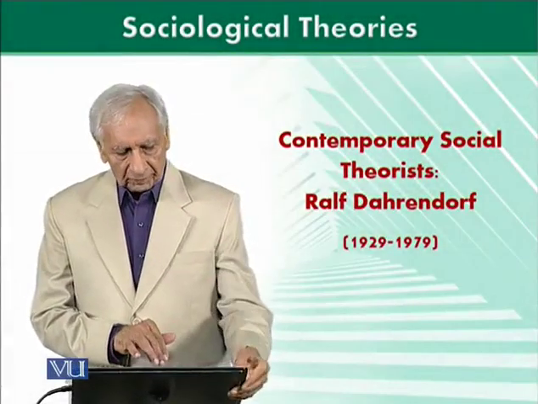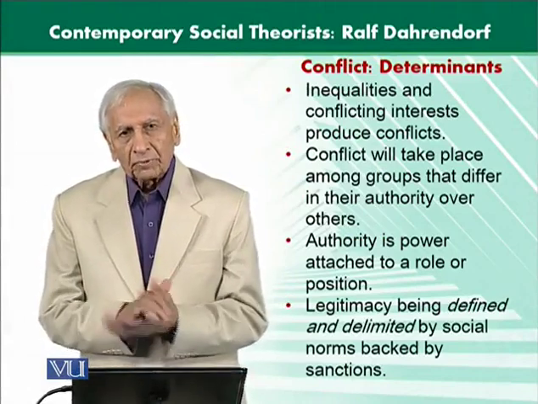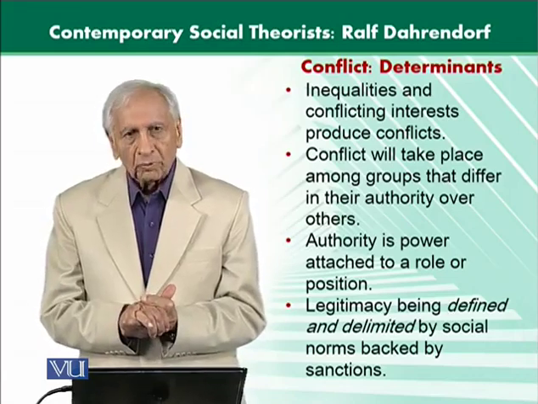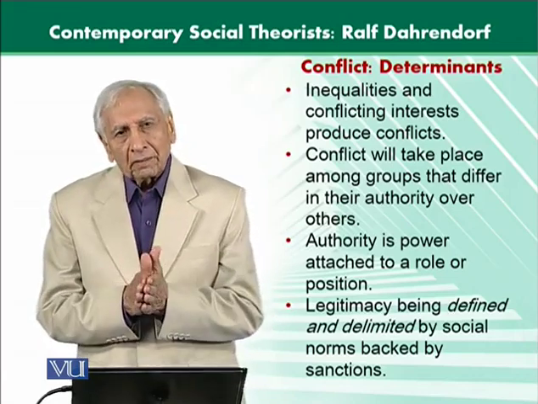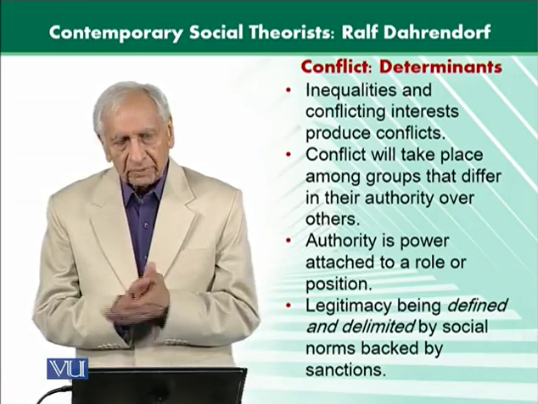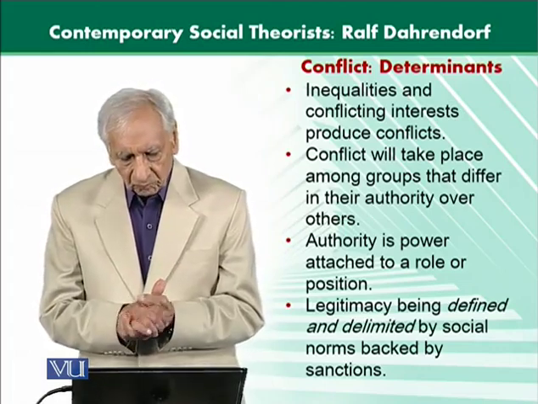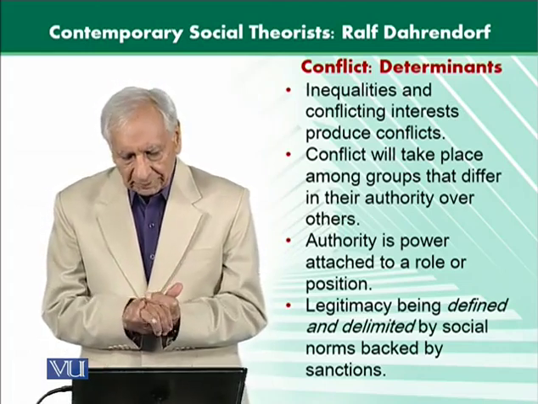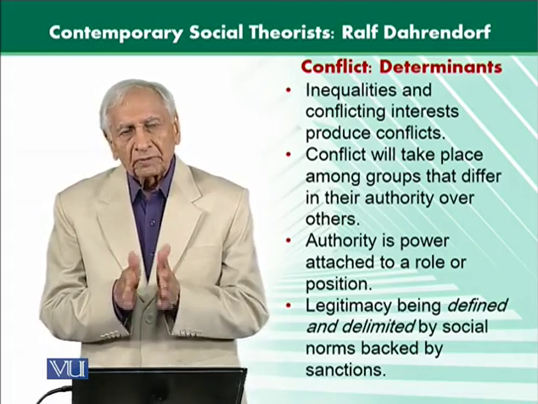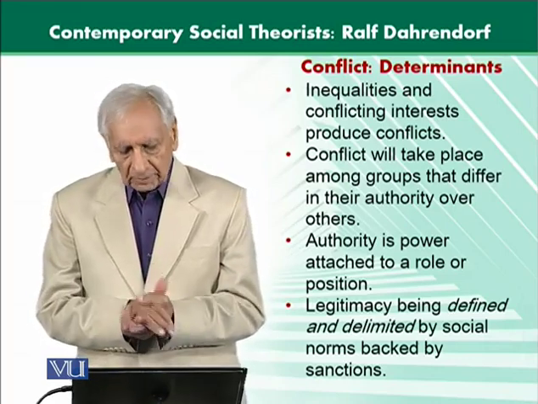Determinants of conflict. Conflicts usually take place between or amongst people who are unequal. They enter into conflict because of, let's say, different interests, and these interests conflict with each other. So it can take place among groups that have different power, that have different authority over others.